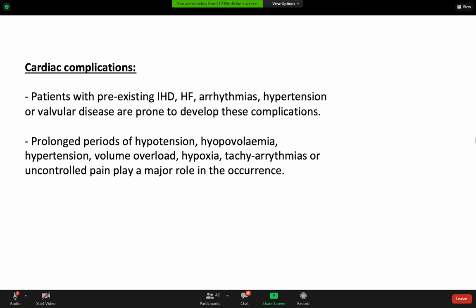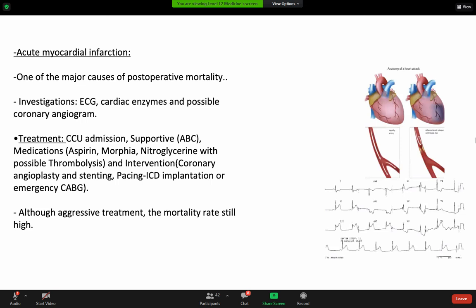Cardiac complications, including MI, can happen in patients who have risk of cardiac conditions like pre-existing ischemic heart disease, heart failure, or arrhythmias. A prolonged period of hypotension, hypovolemia, or hypertension all plays a major role in the occurrence of this complication, like acute MI.